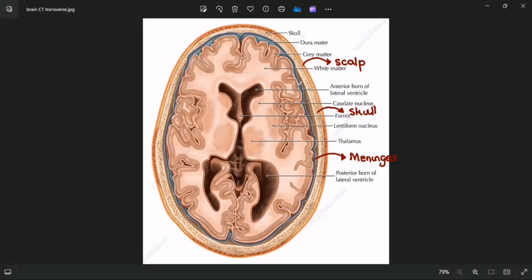Then, as I said, this is the gray matter, made up of the cell bodies of neurons. Gray matter. And now white matter. But I said white matter contains the myelin sheath.